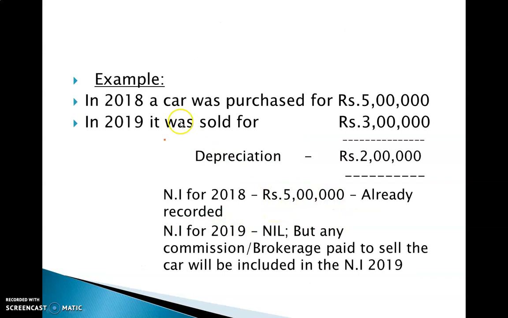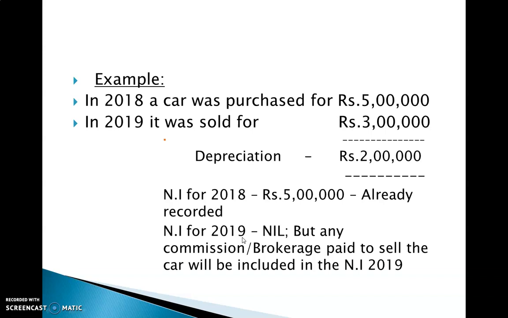For an example, in 2018 a car was purchased for rupees 5 lakh. The next year, in 2019, if it was sold for rupees 3 lakh, the remaining 2 lakhs goes to the value of depreciation. So for the national income calculation in the year 2018, we will take the full 5 lakh because it is already recorded. In the year 2019 national income, nothing will be recorded because it is already recorded in 2018. In 2019, it hasn't produced anything, so we should not include it here.